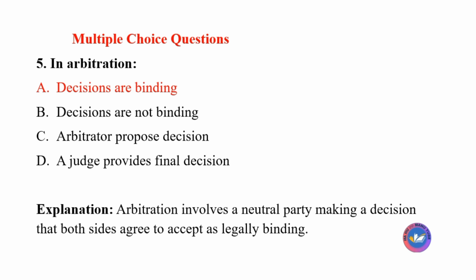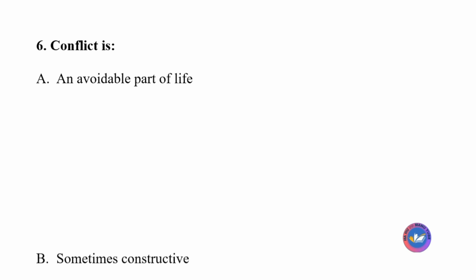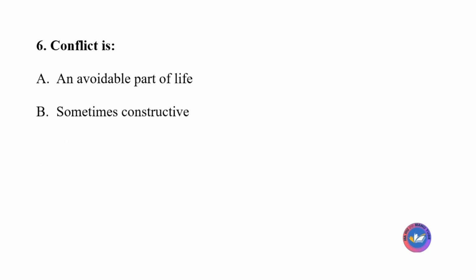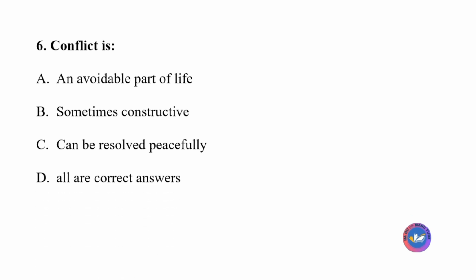Question number 6. Conflict is A. An avoidable part of life. B. Sometimes constructive. C. Can be resolved peacefully. D. All are correct answers. The answer is all are correct answers. Conflict is a natural part of life, can be constructive, and is resolvable through peaceful means.